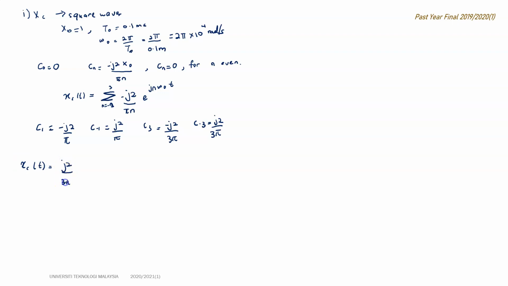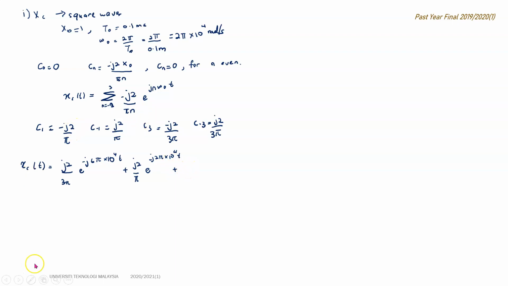We put in the overall equation, which is xc(t) equal to j 2 over 3 pi. We put the smallest harmonic first, which is negative 3. So j 2 over 3 pi, and then exponent j. When n is equal to negative 3, we multiply by omega naught, which is 2 pi times 10 to the power of 4, so it should be negative 6 pi multiplied by 10 to the power of 4 t. Then we put for n equal to negative 1, so this one is j 2 over pi, exponent negative j 2 pi multiplied by 10 to the power of 4 t.